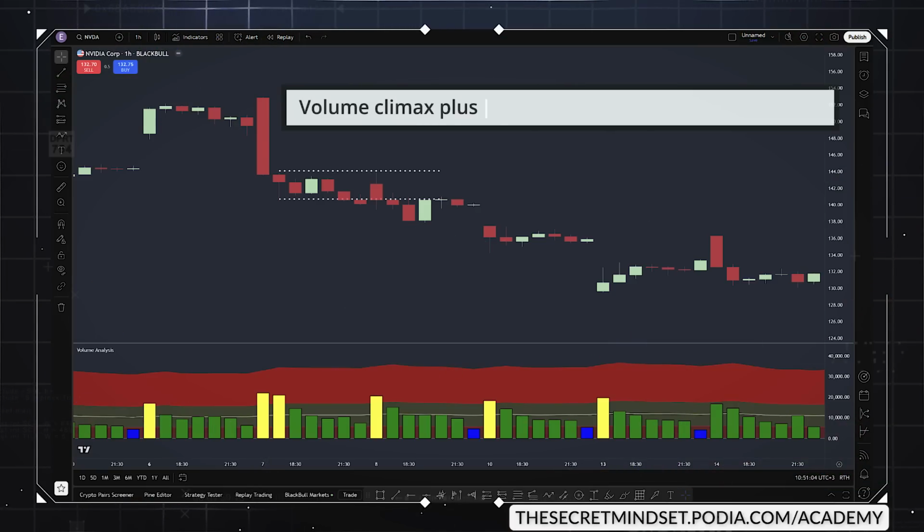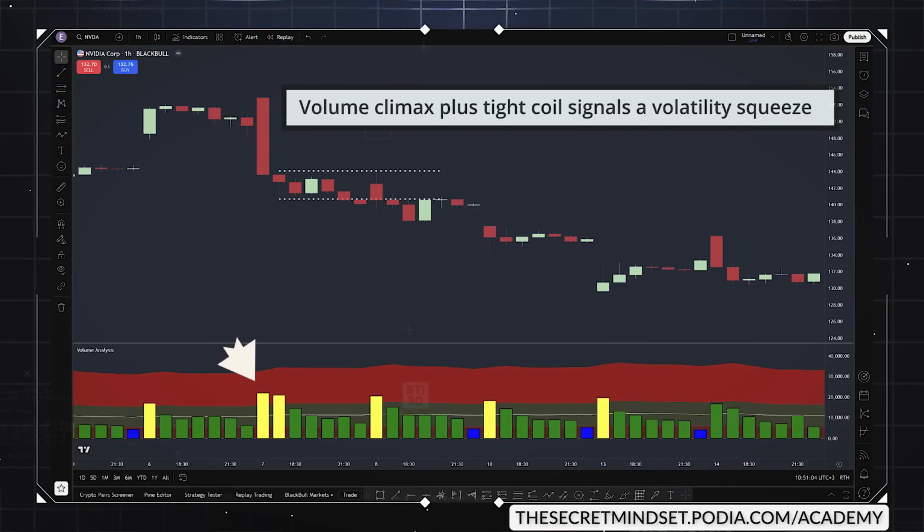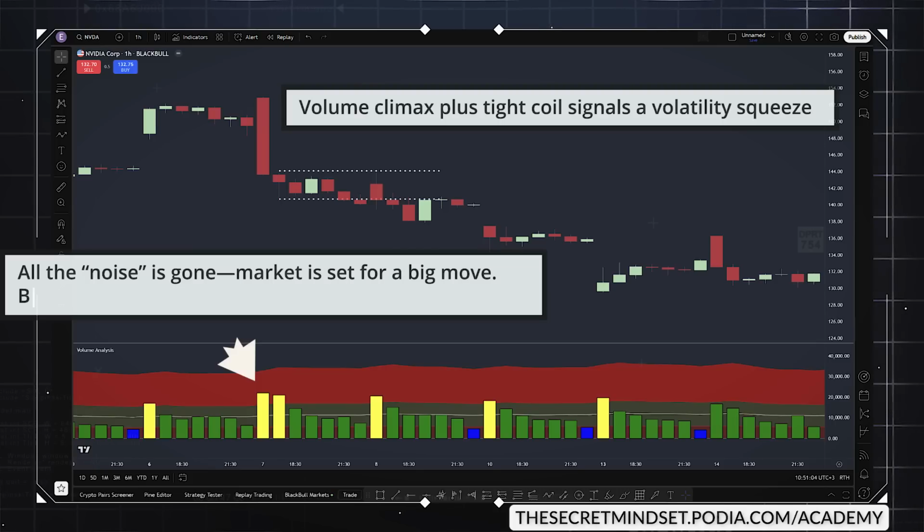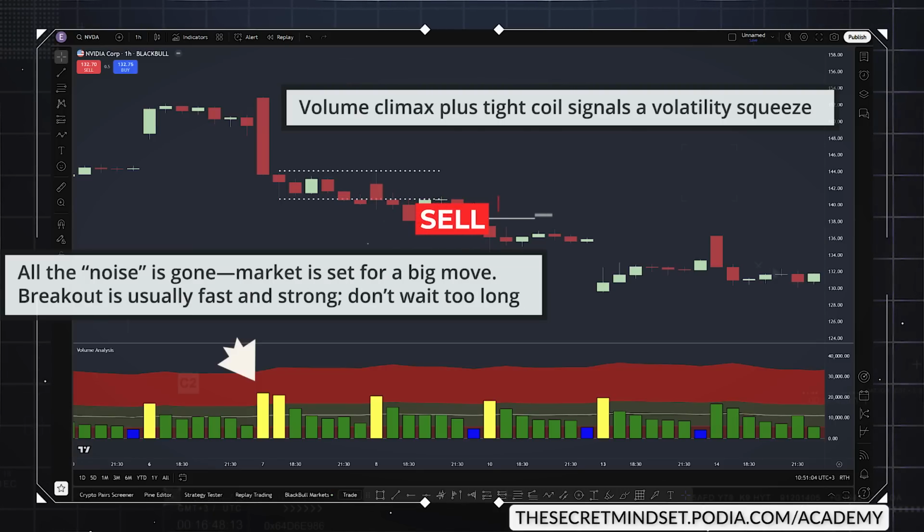Some traders call this pattern a volatility squeeze, but the combination of a volume climax followed by a tight coil is special. It tells you the market just had all the noise, and now it's setting up for the next big burst. The breakout that follows is often fast, with price moving quickly and cleanly. You won't have to wait long.